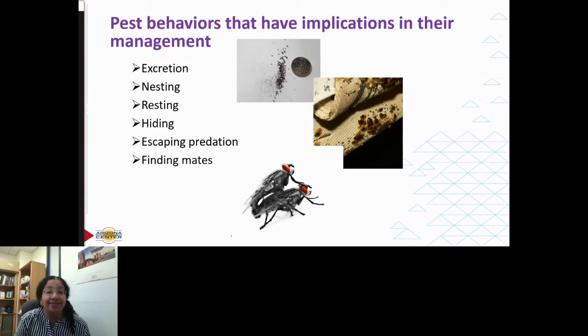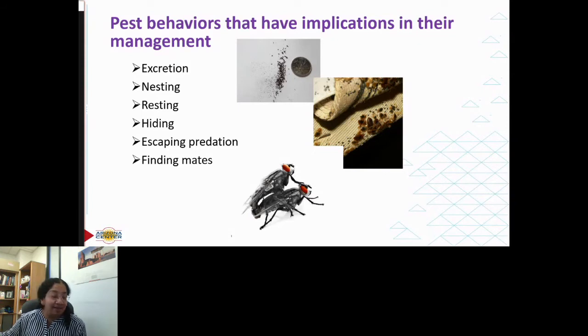Nest building, right? All creatures have their favorite spot where they like to build their home. Some like the warmth, some like cooler places. And these may be different from resting spots where they just like to hang out, take a break from foraging, for example. And then there are hiding places where they hide, like from sunlight when it's too hot during the day, or from predators. And then there's mate finding, and that's a big one.